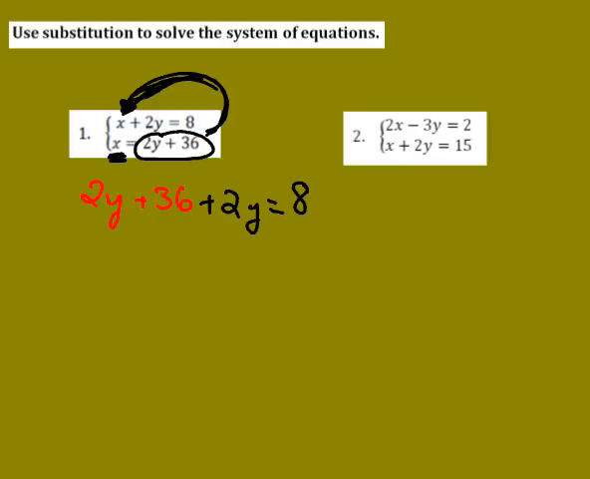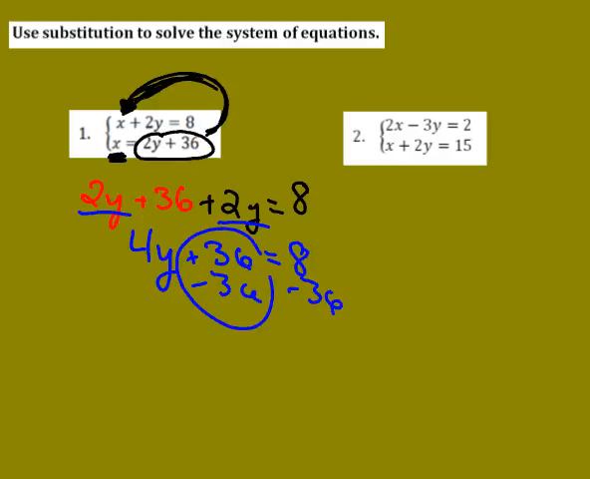And now this is algebra. We solve things like this. 2y and 2y are on the same side of the equals, so you just combine those. Now we're subtracting 36, subtracting 36. This goes to 0. 4y equals -32. Divide by 4, divide by 4. y equals -8.